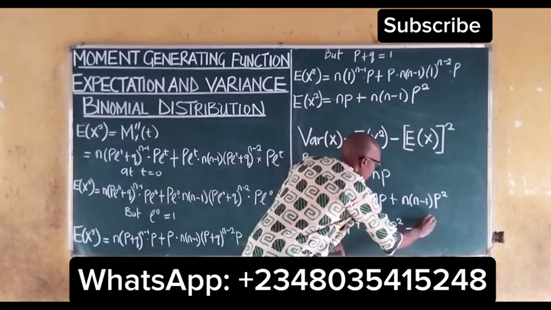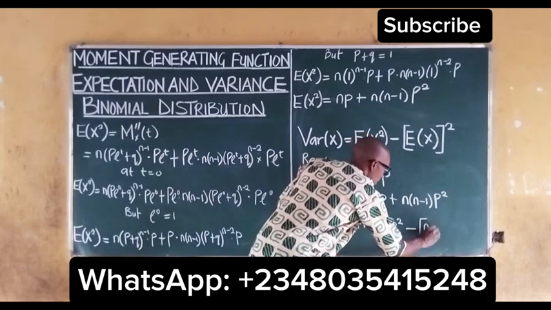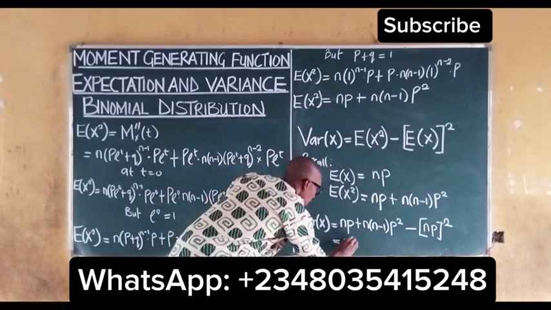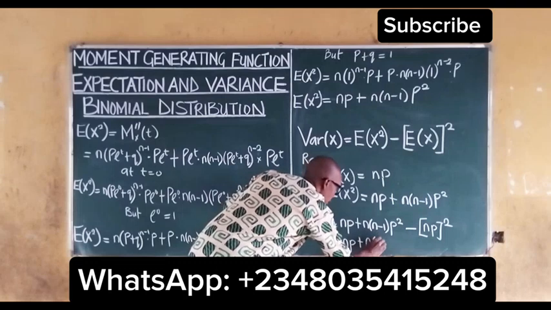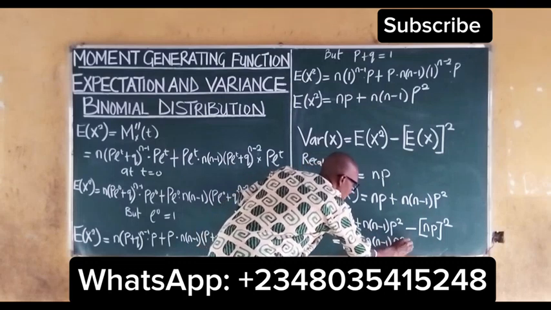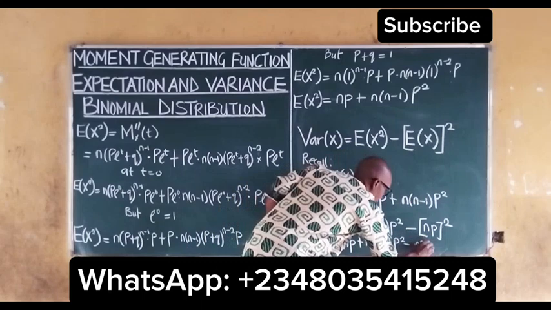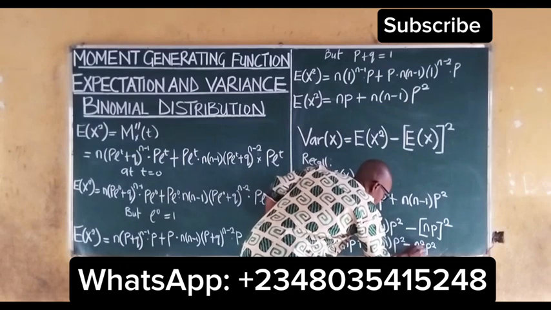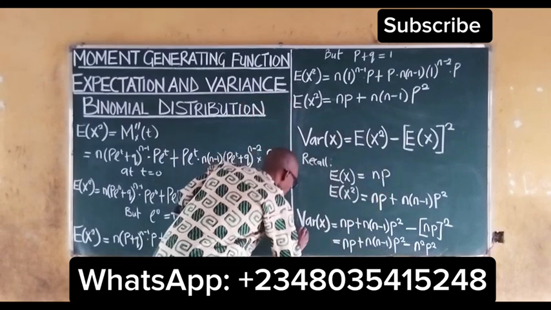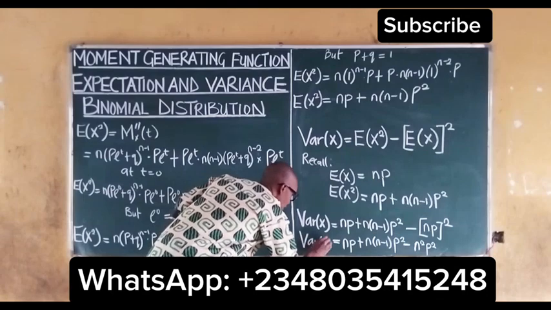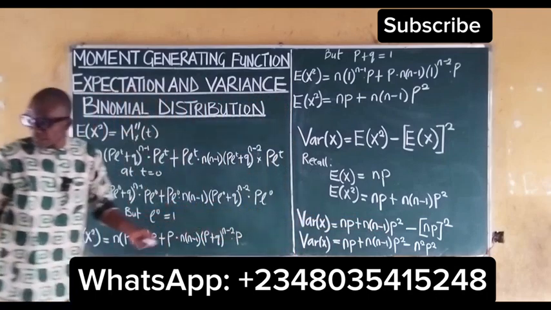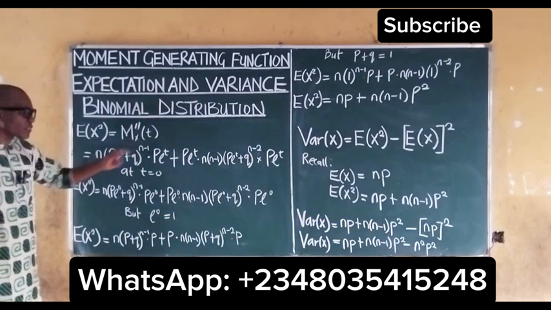minus, bracket, np squared, which is also equal to np plus n into n minus 1 p squared minus n squared p squared. So this is what we get as our variance of x. So we have to resolve this mathematically. We come over to this side.